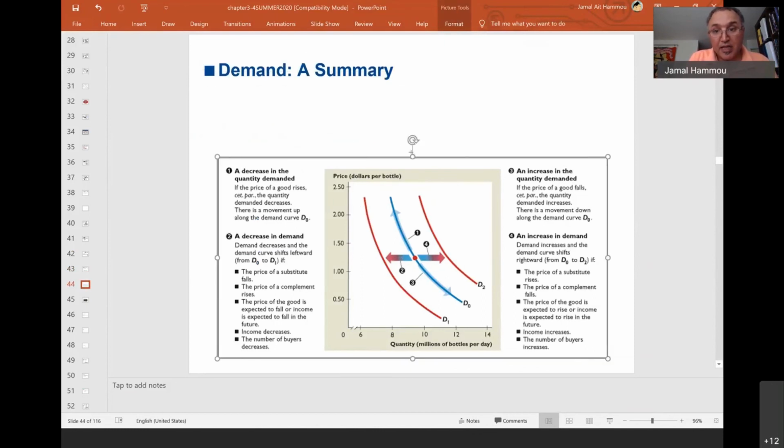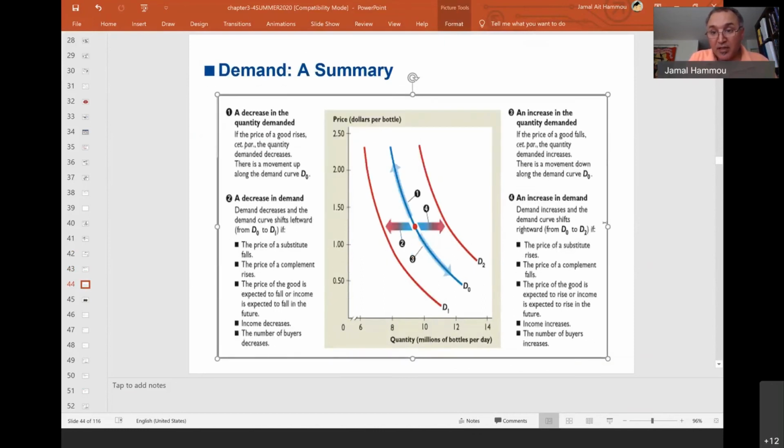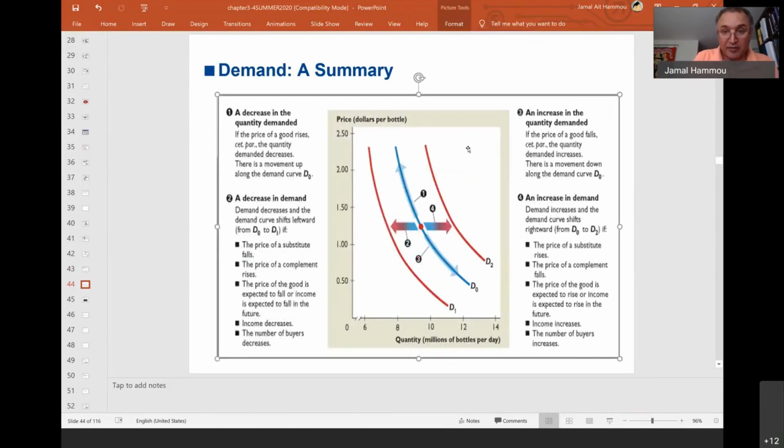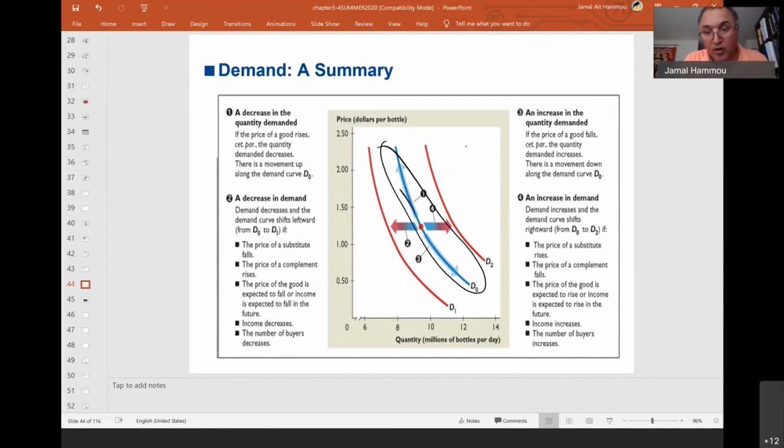First, the demand curve is the whole thing. That's D0. Movement from this point upward or downward is called a change in quantity demanded. So if the price goes up, the quantity demanded goes down. If the price goes down, the quantity demanded increases. But remember, the movement along the demand curve is caused by a change in the price. Every time I move along, I know for sure that's how people respond to a change in price. That's the law of demand.